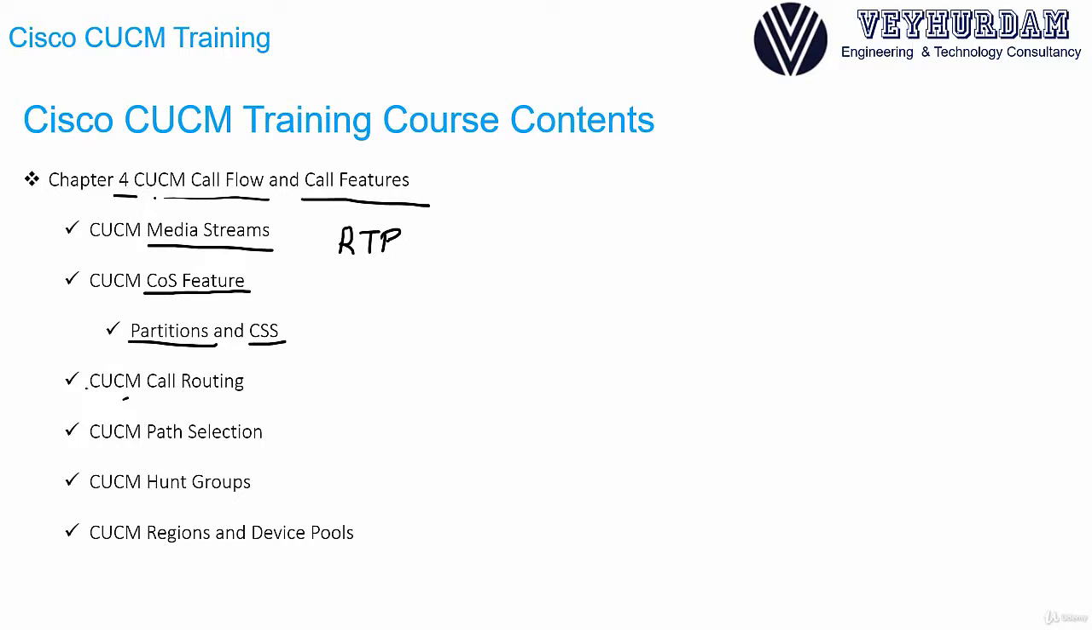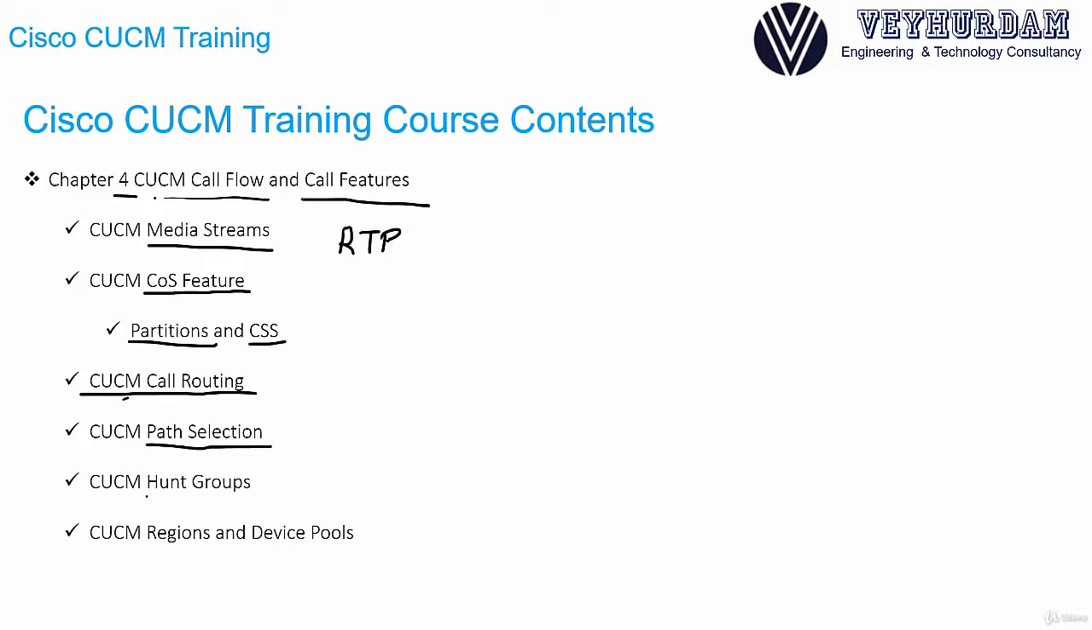Then we will go over CUCM call routing. What are different call routing patterns? What are different components that can help us define the routing processes? Then we will move on to path selection. So route patterns, route lists, route groups will be discussed further.